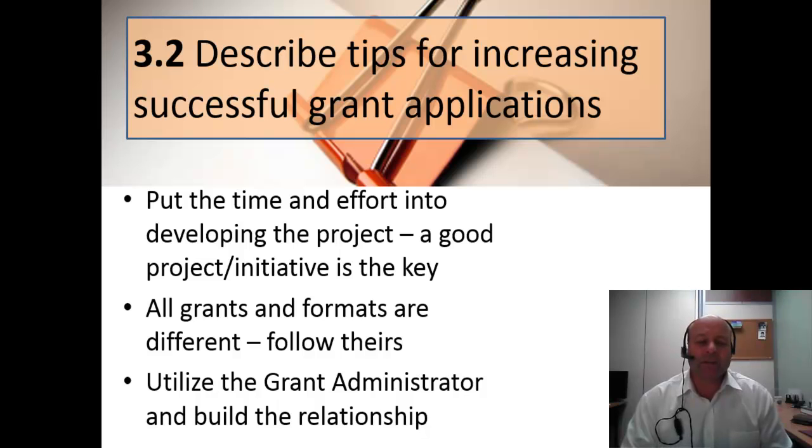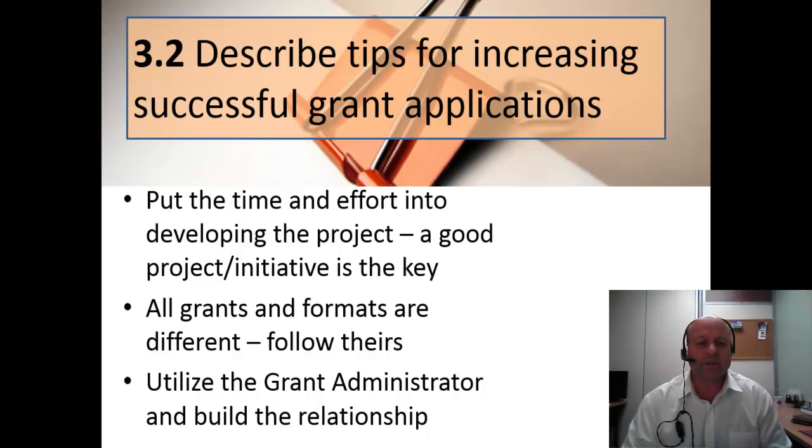I can't overemphasize enough that having a good project, and putting the time and effort in at the beginning of developing that project, is the key to any kind of grant. If I don't have a good project, I really don't have anything to write about to develop my grant proposal, and that's going to be reflected in the actual application. As we did talk about in 3.1, all grants and formats are different. Be aware of that, and make sure you follow whatever the process is for the grant that you're making the application for. And as we talked about earlier, utilize that grant administrator and use them to build that relationship.